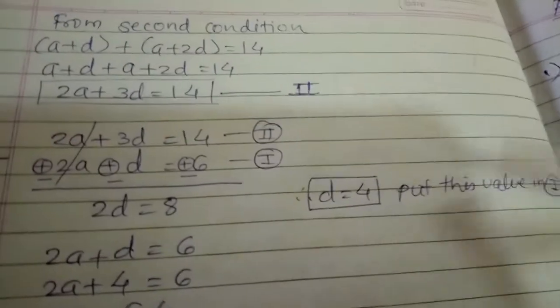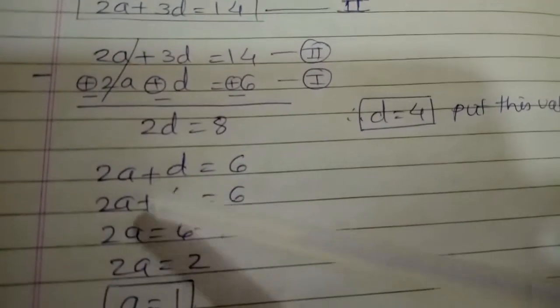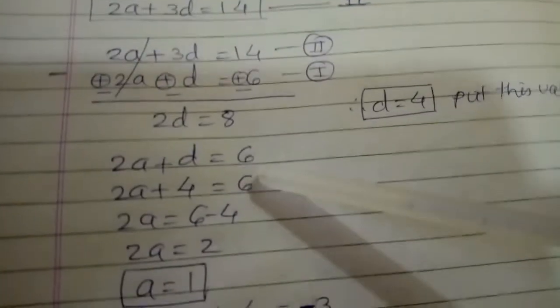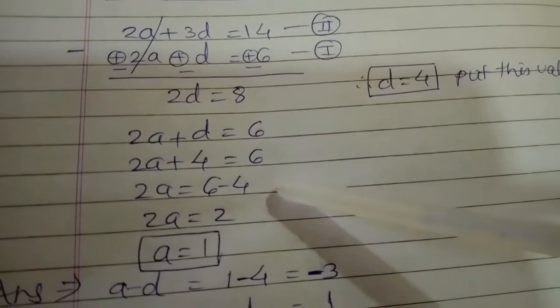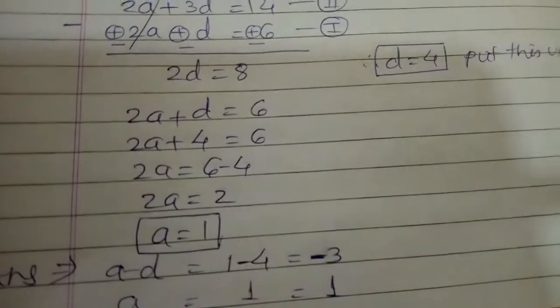Now we put this value in either the first or second equation to get the value of a. We choose the first equation, 2a plus d equals 6. So 2a plus 4 equals 6, so 2a equals 2, and finally we get a equals 1.